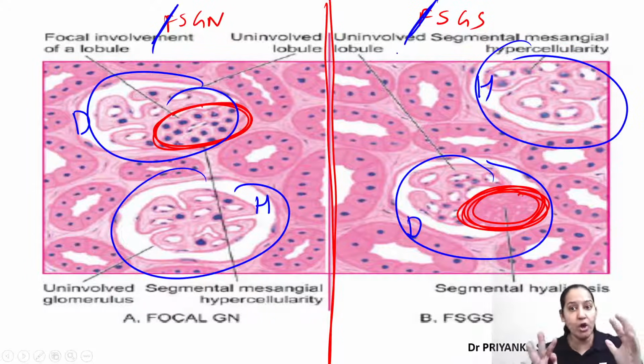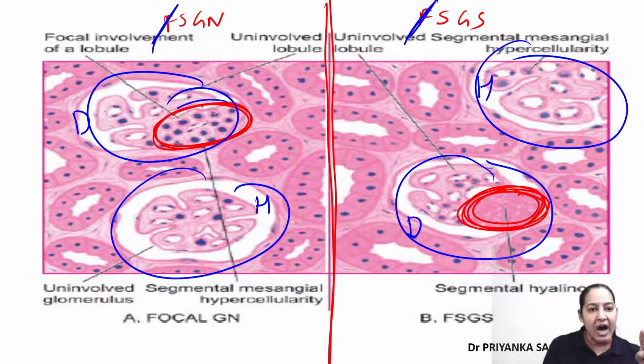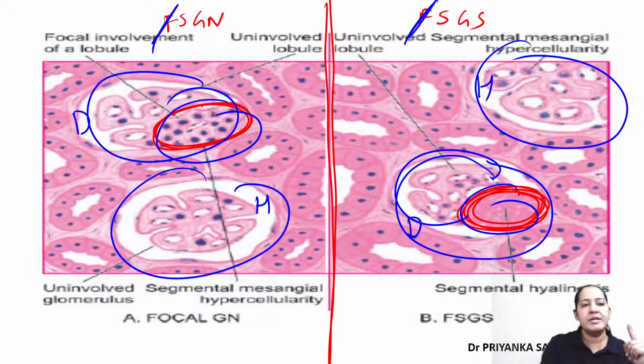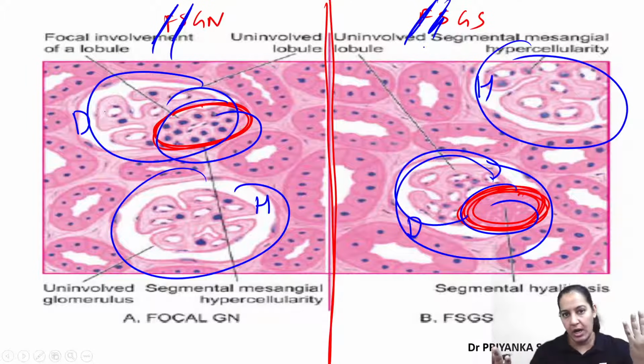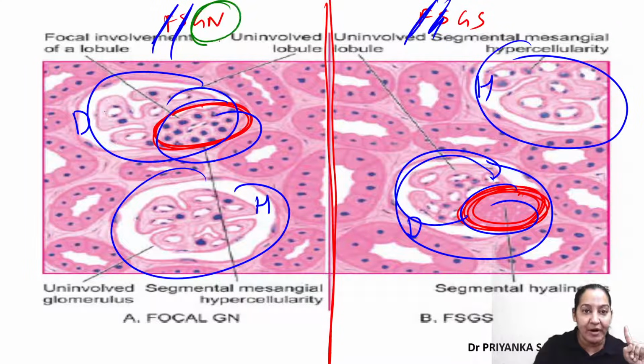See the involved one here. The involved one is half involved, half not involved. Here also half involved, half not involved. So the disease is segmental in both of them because the involved glomerulus is partially involved, partially not involved. So basically, both the diseases are focal and both are segmental. But the disease is different. Here the disease is proliferation and here the disease is solidification.